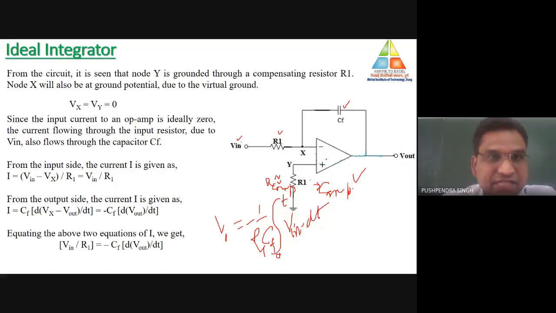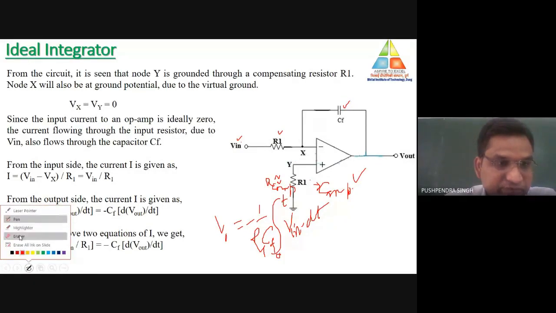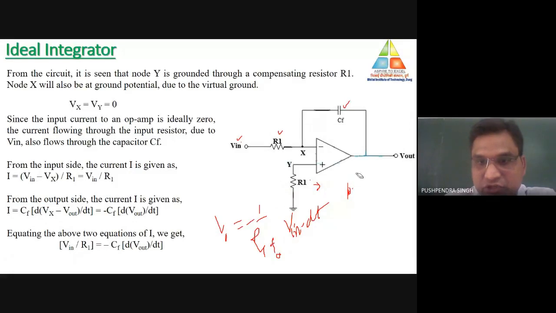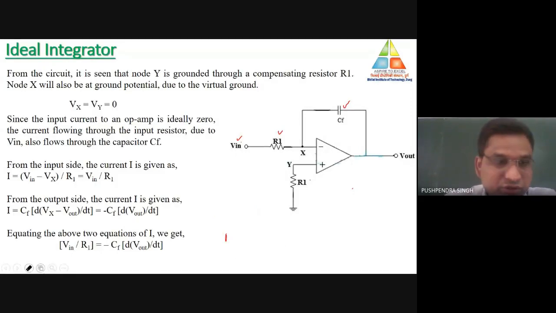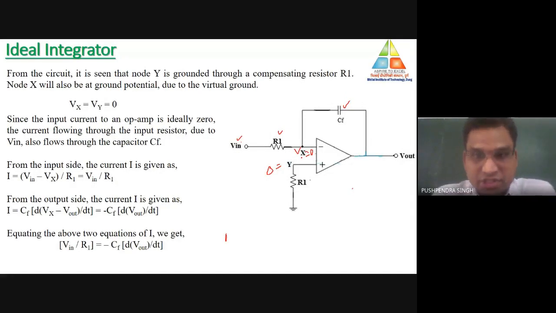So let us derive the expression for the output in the case of this ideal integrator. Vx is the negative terminal voltage of the operational amplifier. Vy is the positive terminal voltage, or the non-inverting terminal voltage, of this operational amplifier. You can see here that the Y terminal of the op-amp is connected to ground. So due to that, Vy is equal to 0, and due to virtual ground, Vx will also be equal to 0.